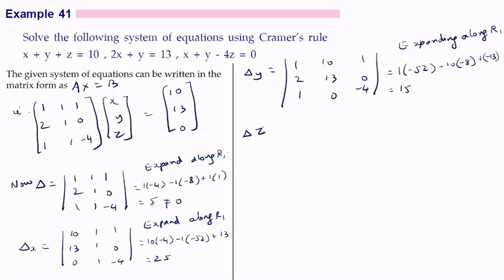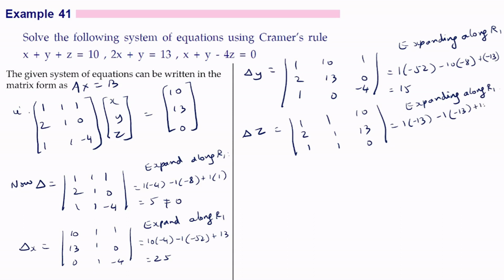Next we have delta z. For finding delta z, the first two columns will remain the same. The third column should be replaced with the constants. So delta z is the determinant of 1, 1, 10, 2, 1, 13, 1, 1, 0. Again we can expand along R1. So it is 1 into 0 minus 13, minus 1 into 0 minus 13, plus 10 into 2 minus 1, which is 1. So this is minus 13 plus 13 plus 10. So it is equal to 10.